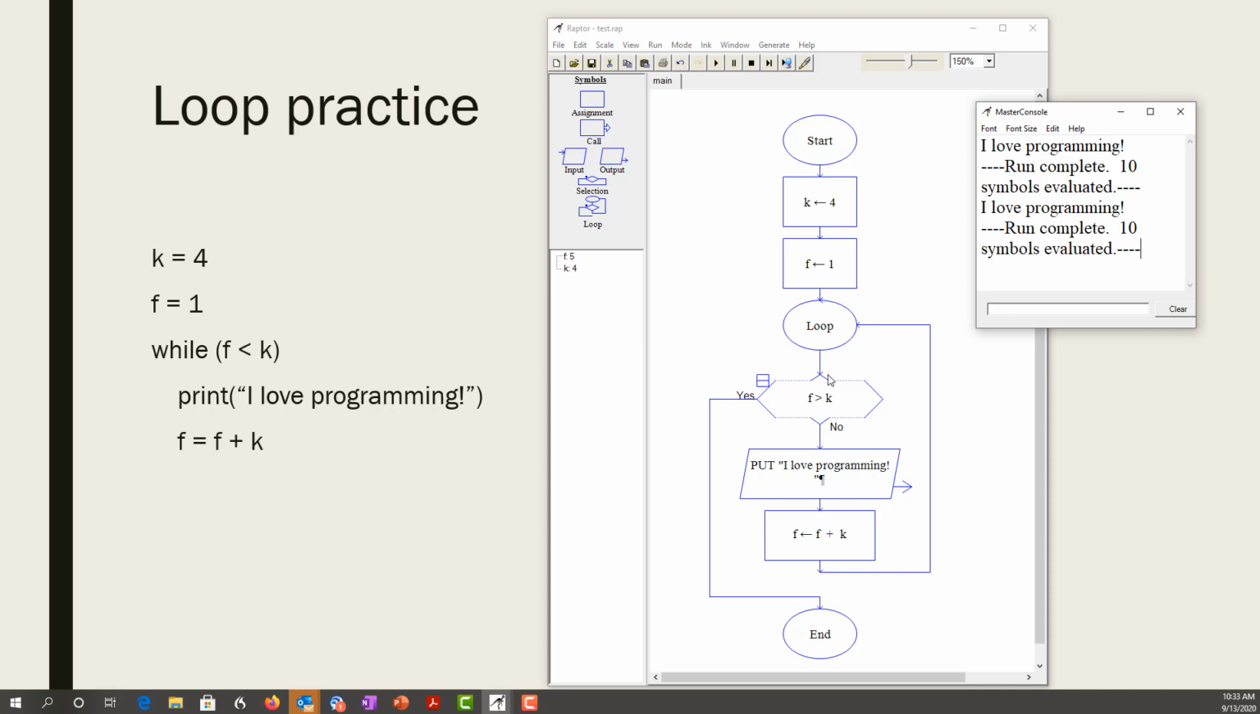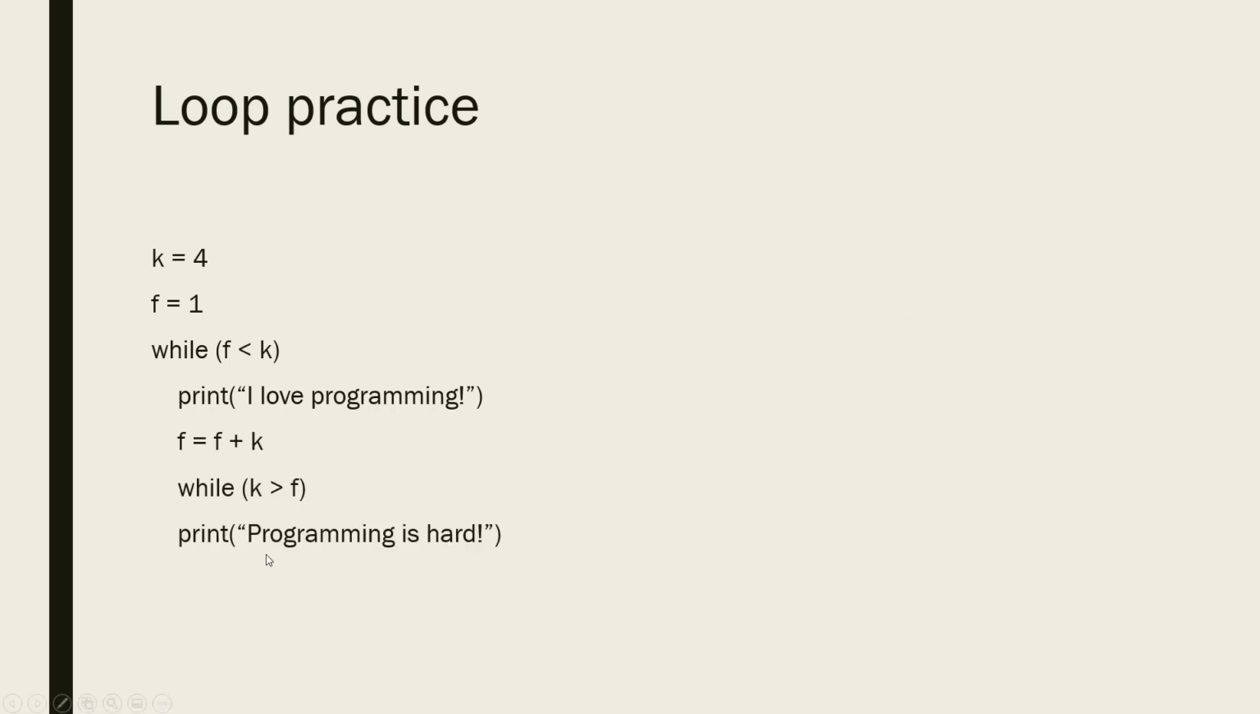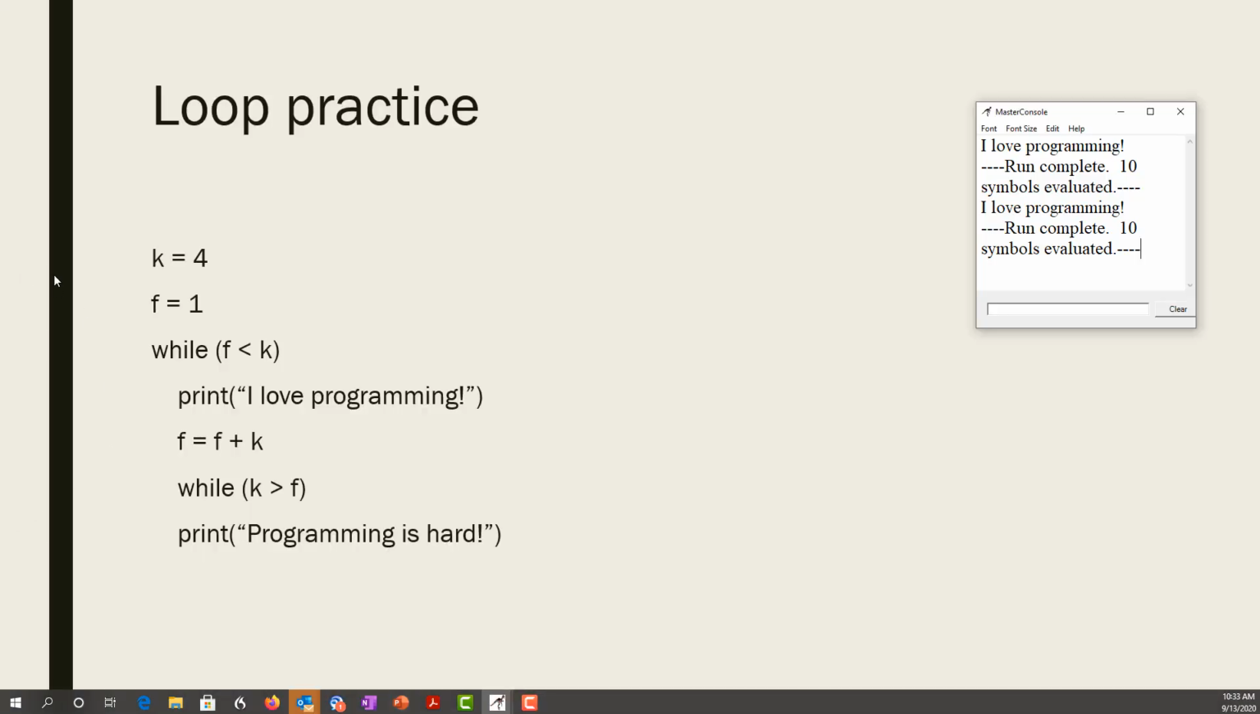Everything in a loop is based on the condition and whether that condition is true or whether that condition is false. Now let's look at this inner loop practice. As you can see, I have K is equal to 4, F is equal to 1, while F is less than K, print I love programming. Then we're going to add F and K together. Then we have an inner loop. If K is greater than F, print programming is hard.